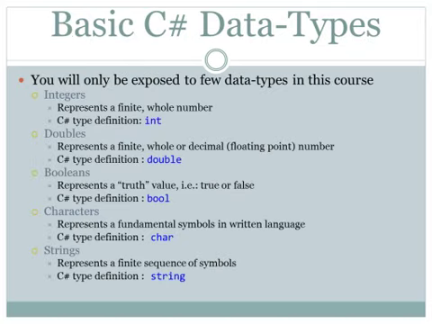In this course, you'll be exposed to a few of the basic data types in C#. Integers, which represent whole numbers such as 1, 2, 3, or 4. Doubles, which represent decimal numbers such as 1.25 or 3.34. Booleans represent a true or false value. Characters represent individual letters, numbers, or symbols. And strings represent a sequence of characters.